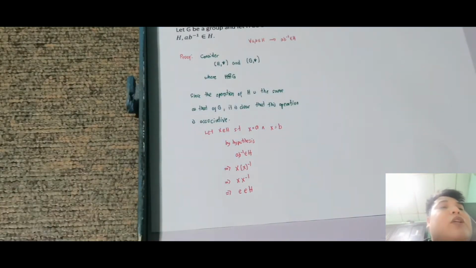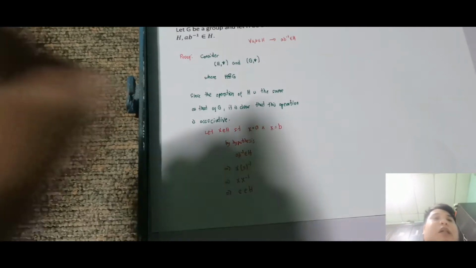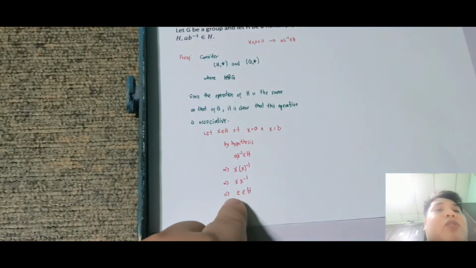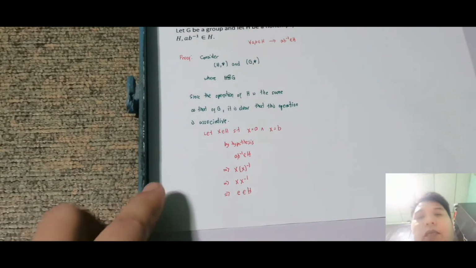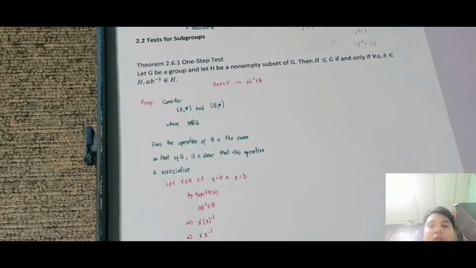So again, that was my strategy. I let x be such that x is equal to a and b. Then using the hypothesis, e should come out as an element of H. Therefore, e is an element of H. So meaning, the identity element exists. Now, I need to find the inverse.